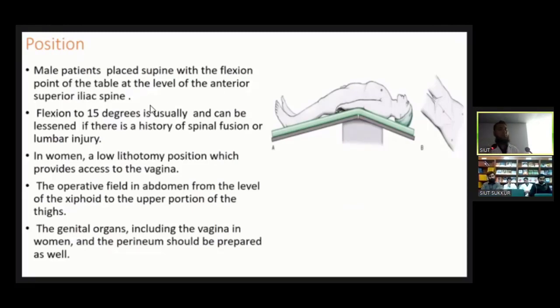In women, the position is low lithotomy to provide access to the vagina. The operative field extends from the abdomen at the level of the xiphoid to the upper portion of the thigh, and the genital organs, including the vagina in women, and the penis should be prepared as well.